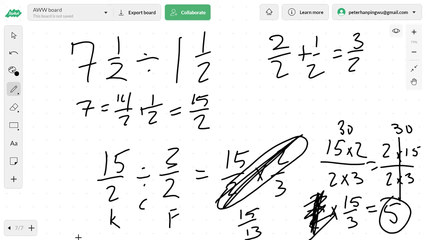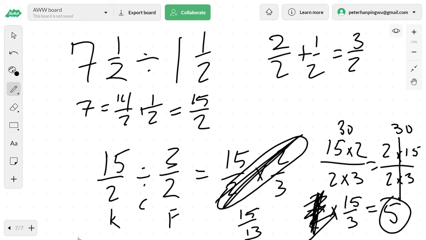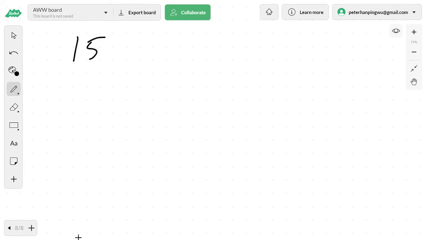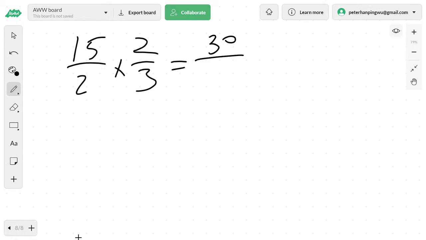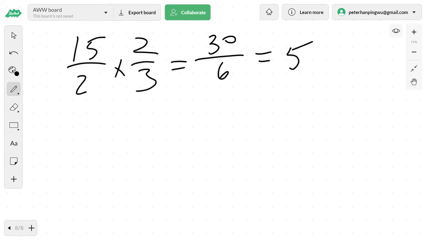If you didn't understand what I was doing there, then I'm going to make a new page and do it out by hand. So remember, our problem is 15 halves times 2 thirds. So 15 times 2 is 30. 2 times 3 is 6. What's 30 divided by 6? Well, that's just 5. See, we got the same answer, but we just got it in less work here because we can just cancel all the 2's. 15 divided by 3 is 5. Again, don't worry if you didn't understand what's going on there. If you're still confused, just do this method here. So just do the multiplication, simplify.